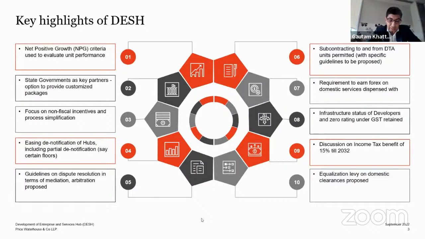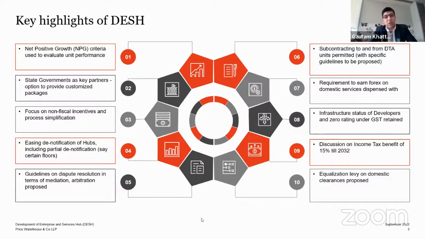Also, the infrastructure status is being provided to the development hubs, and these are coming at par with other sectors, so that there is improved access to finance and enabling long-term borrowing from lenders on easier terms. So these are some of the fiscal benefits which are over and above the existing SEZ schemes, which are likely to flow in under the new DESH bill.